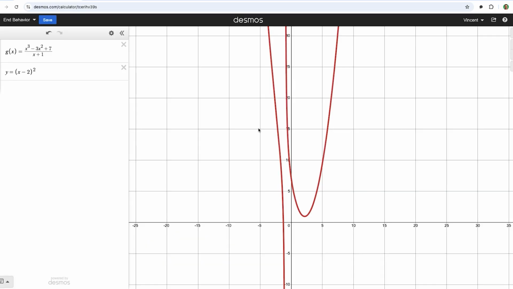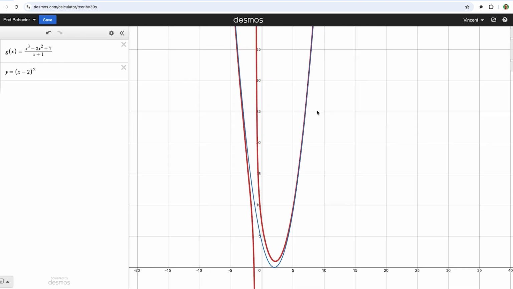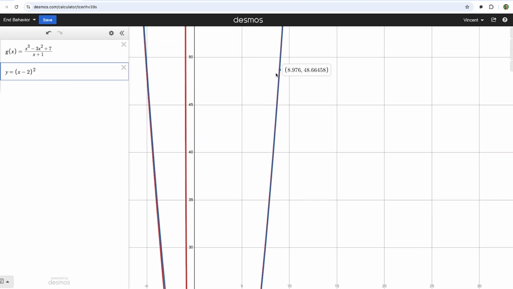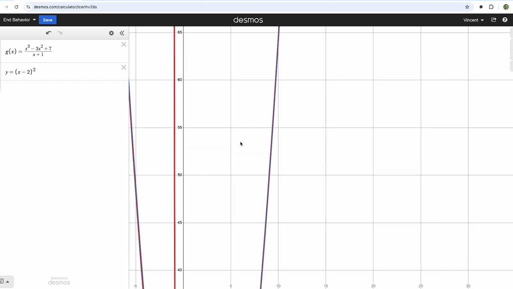So here's a graph of g of x, and let's see what happens if we also graph y equals (x minus 2) squared. Notice that as x goes to infinity, we could just focus on this part of the graph over here, that the graph in blue is getting closer and closer and closer to the graph in red.